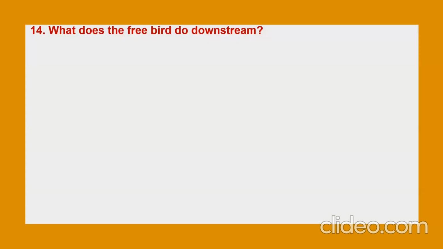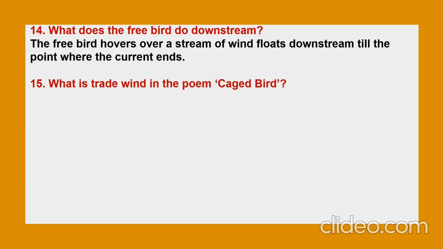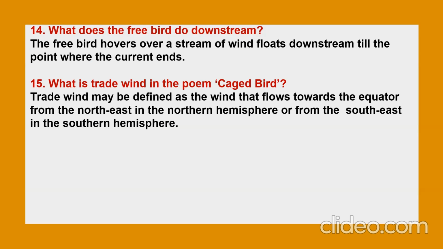Question number 14. What does the free bird do downstream? The free bird hovers over a stream of wind, floats downstream till the point where the current ends. Current means the wind's current. What is the trade wind in the poem Caged Bird? The trade wind may be defined as the wind that flows towards the equator from the northeast in the northern hemisphere or from the southeast in the southern hemisphere.